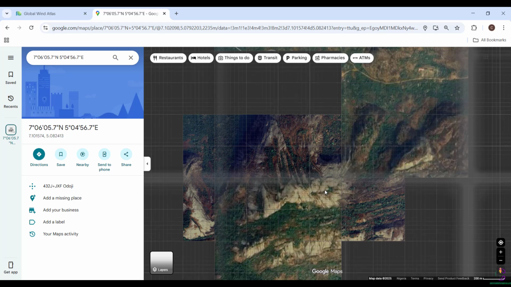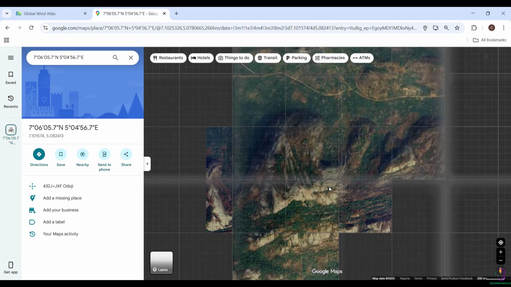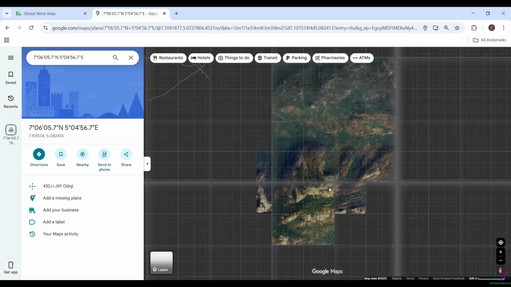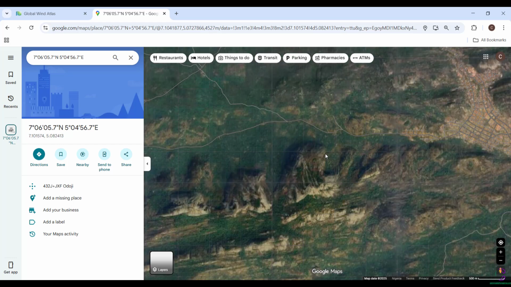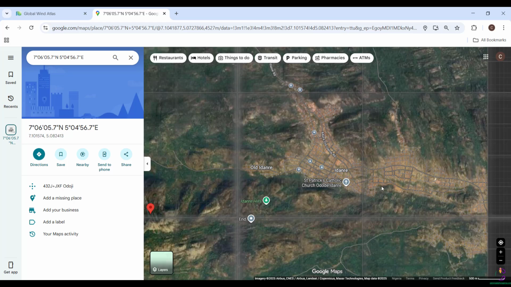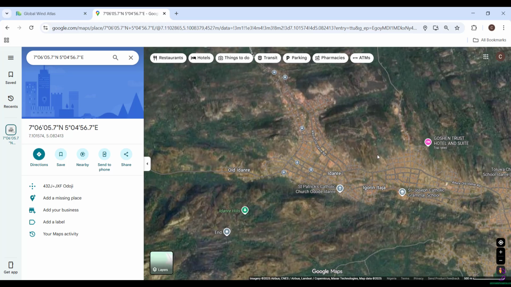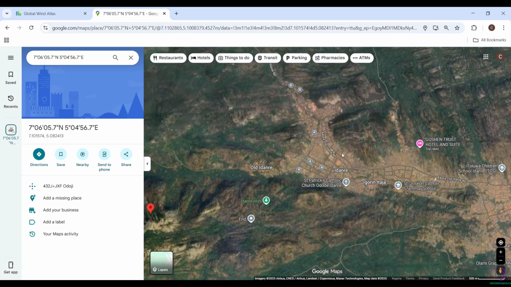Which is far from where there are inhabitants, so it will be difficult to locate wind turbines here. So you have to find a location that is close to inhabitants. It's in Idore Hill, so you probably go to Idore town. There are inhabitants here. So let's pick a location where there are inhabitants.